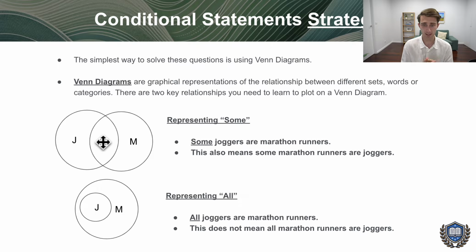So the first thing is we need to be able to represent some joggers are marathon runners. A key thing here is if we say some joggers are marathon runners, that also means that some marathon runners are joggers. It goes both ways, so it doesn't really matter on the ordering. It could say some joggers are marathon runners, which also means some marathon runners are joggers. This one here is a little bit different.